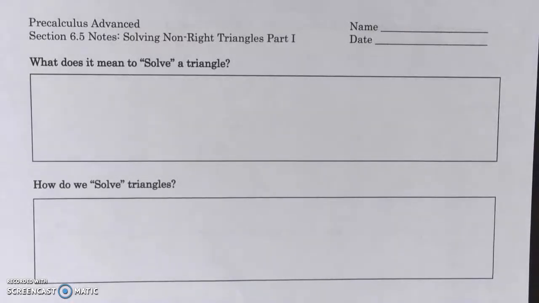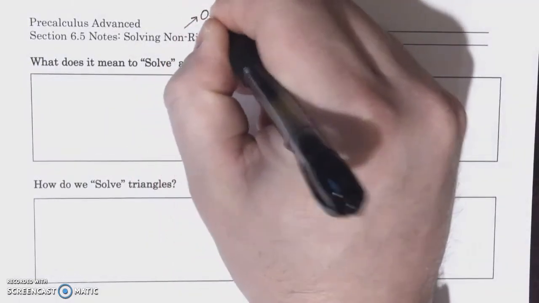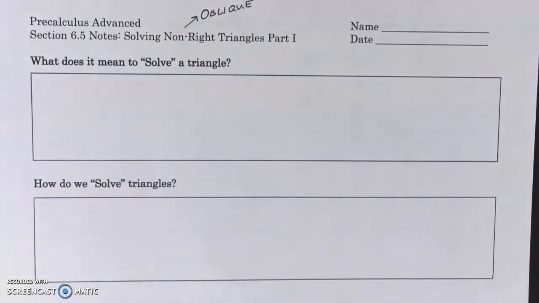All right, guys, we jump into Chapter 6, and we really only do two sections in Chapter 6, 6.5 and 6.6, and we're going to learn how to solve non-right triangles. In case you were wondering, another word for a non-right triangle in math is the word oblique. Okay, so an oblique triangle could be an acute triangle or it could be an obtuse triangle, anything that's not a right triangle.